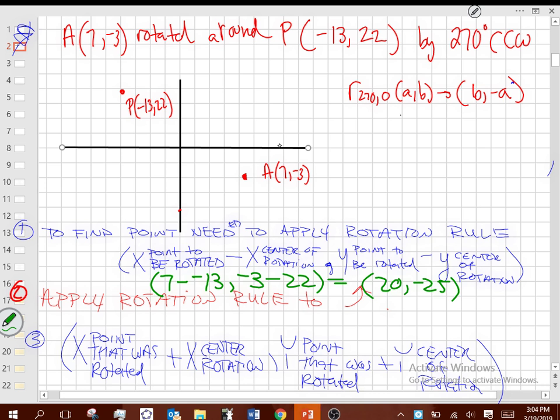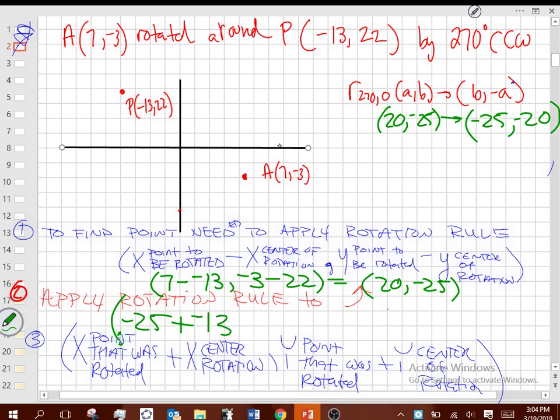That is the ordered pair that we're going to run through our rule. So now I'm going to take 20, negative 25 and run that through my rule. They flip-flop, and I make the last one negative. So now that ordered pair is going to be working here. You take the x point that was rotated, that'd be the negative 25, right? And you add to it then what?